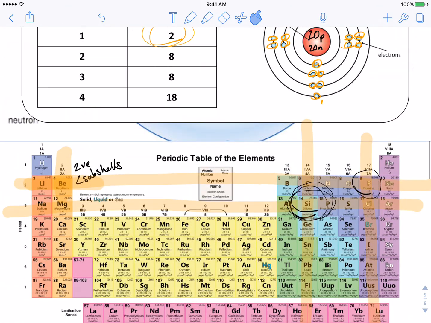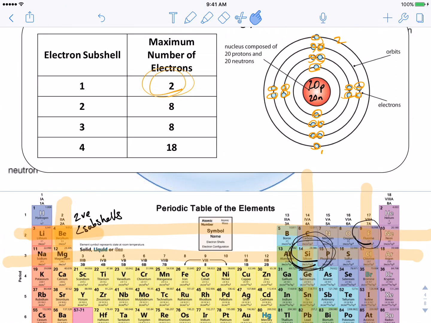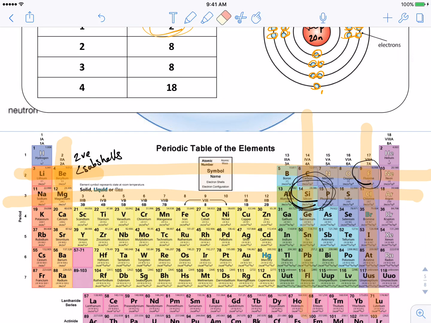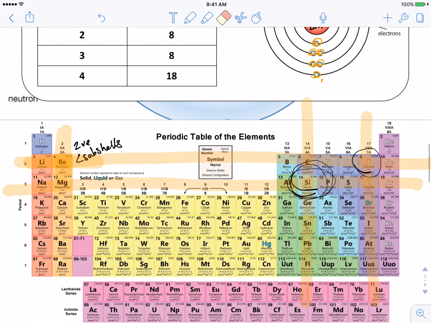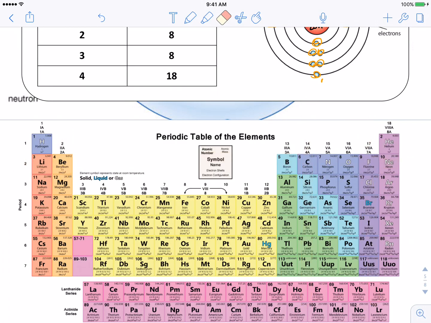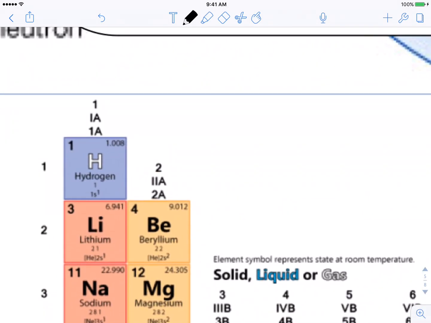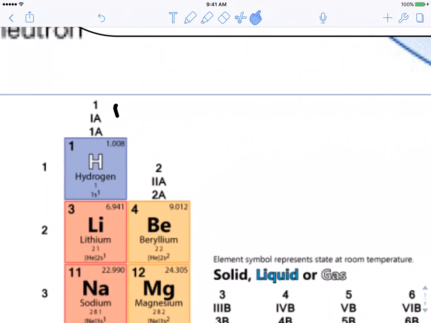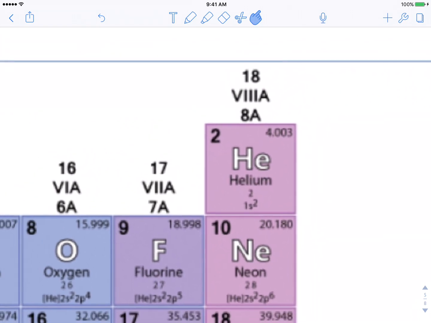Another thing about remembering how to do electron subshells, if we look at the periodic table, if we clean this up a little bit, what if it's hard to remember how many electrons go in each subshell? Well, there's a reason that it's shaped this way. If we look at our first period, how many elements do we see? 1, 2. If you think about the first subshell of an atom, how many electrons can you put?